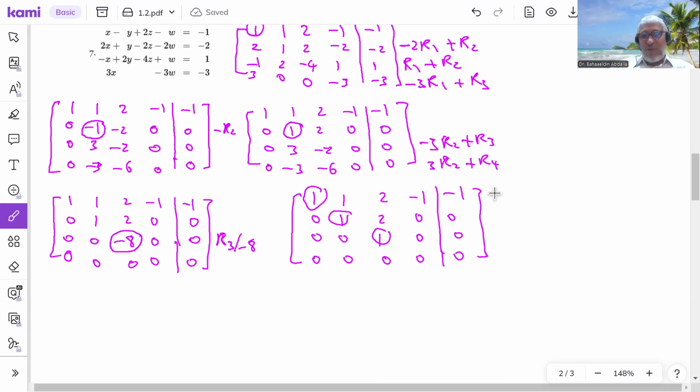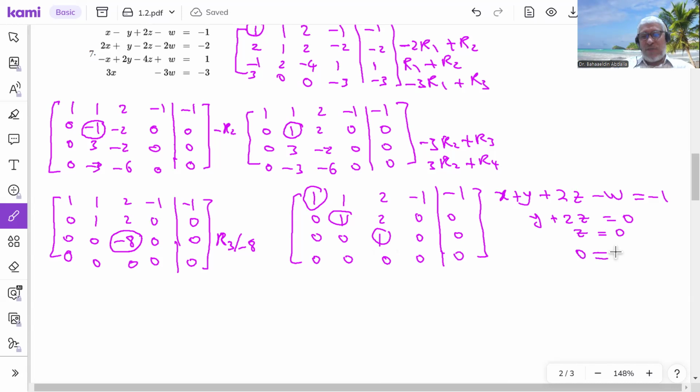So write the equations again. Notice the variables are X, Y, Z, W. So the first equation would be X plus Y plus 2Z minus W equals -1. This is the first row. The second row, I have no X, but I have Y. Y plus 2Z equals 0. The third equation comes from the third row, X, Y, and nothing. Z, I have Z equals the right-hand side, which is 0.